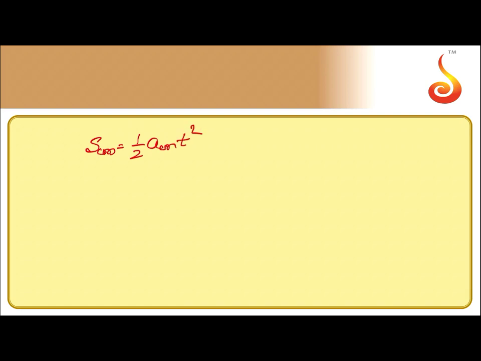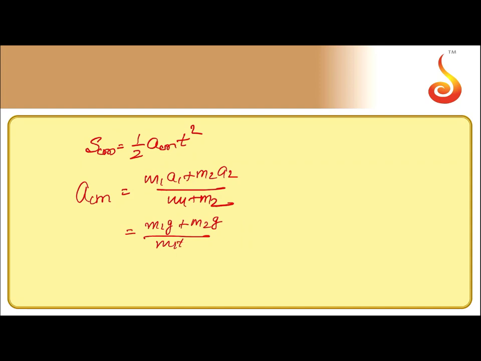Assuming the acceleration of center of mass to be constant. So let us see what is that acceleration of center of mass. You know that it is given by m1 a1 plus m2 a2 divided by m1 plus m2. Right? So if I substitute, what do I get here? This becomes m1 into g plus m2 into g divided by m1 plus m2. That is nothing but g itself. So acceleration of center of mass is g.